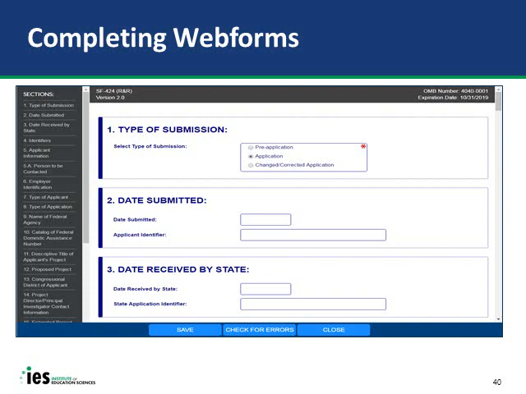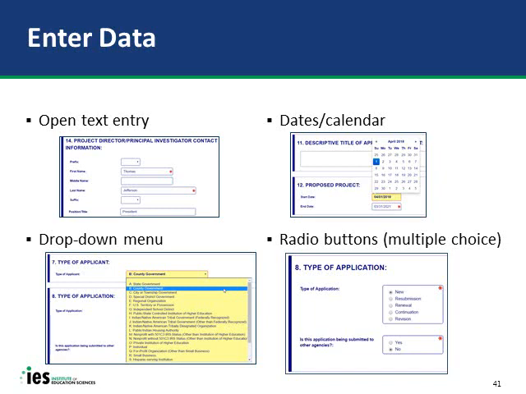Let's review some basic features of the web forms. Complete the form in your web browser. Navigate by clicking Sections, see left-hand side. Use the Tab key to move through the form fields. Required fields are marked by a red asterisk. You will enter information into the web form in a variety of ways, including entering your own text, using a drop-down menu or using a pop-up calendar that allows you to choose dates, and selecting radio buttons for multiple choice fields.